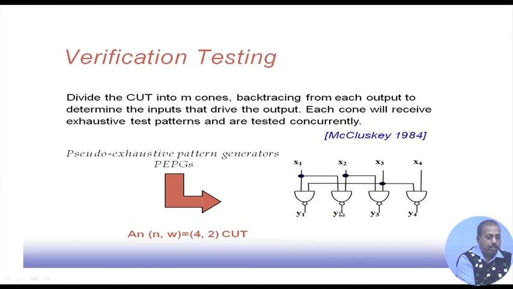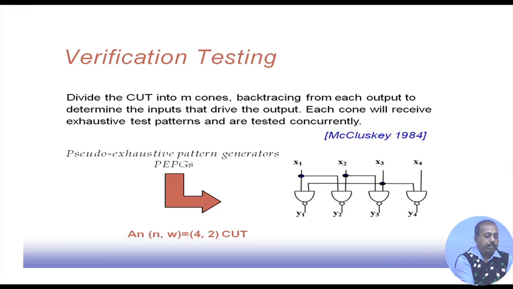Similarly, this gate y2 gets input from x1 and x2. So again, I need exhaustiveness in x1 and x2 only. In this particular circuit, if I can apply a test pattern set such that it is exhaustive for any two inputs, that is, if you pick up any two inputs, it will have the exhaustive pattern in that.